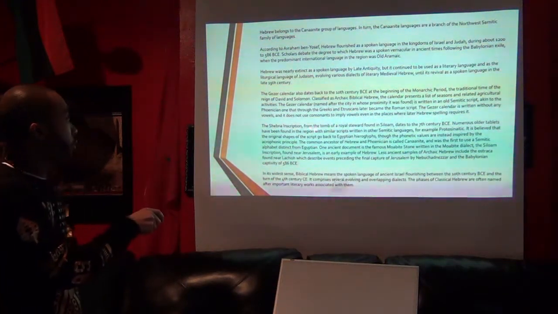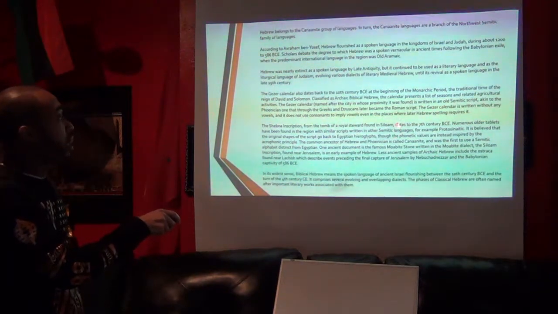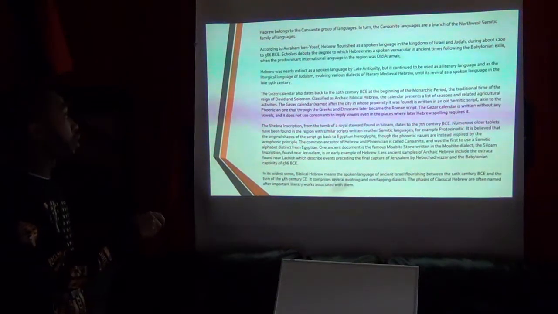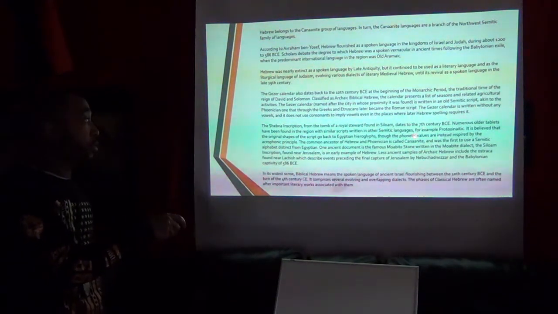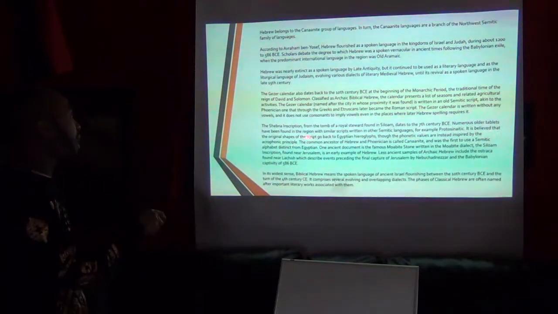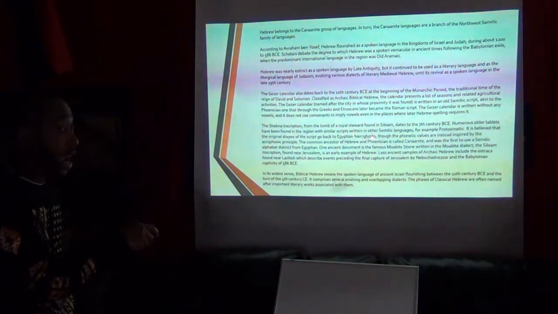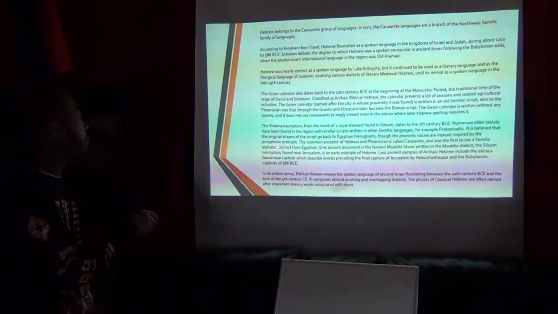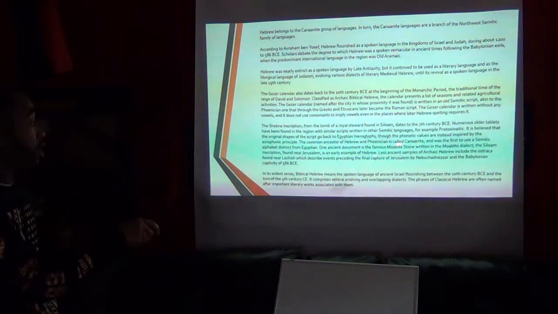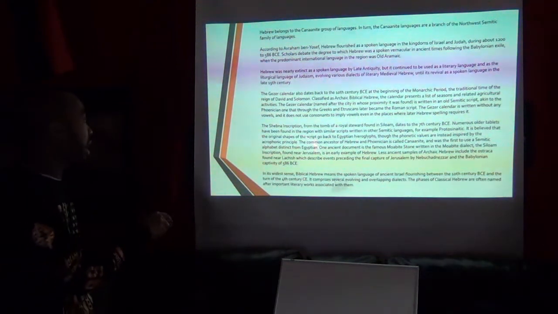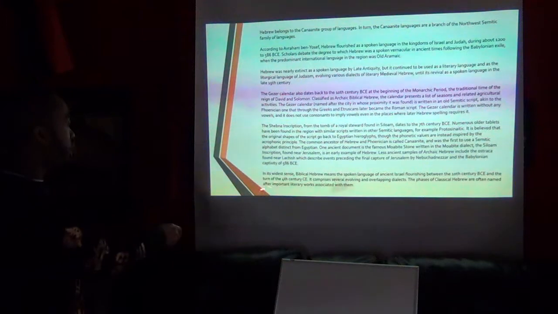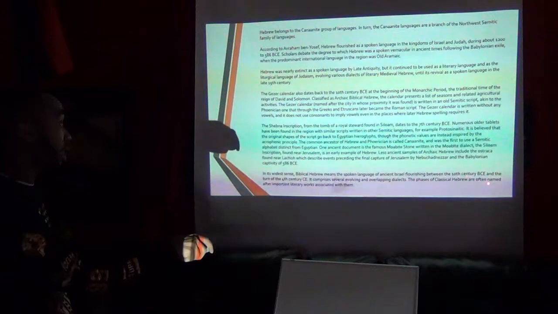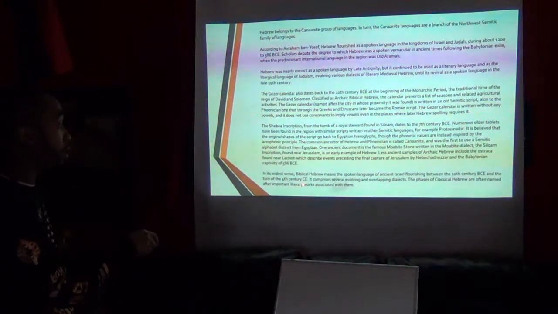The Shebna inscription from the tomb of a royal steward found in Shalom dates to the 7th century BCE. Numerous older tablets have been found in the region with similar scripts written in other Semitic languages. For example, Proto-Sinaitic. It is believed that the original shapes of the script go back to Egyptian hieroglyphs, though the phonetic values are instead inspired by the acrophonic principle. The common ancestor of Hebrew and Phoenician is called Canaanite, as it was first used in a Semitic alphabet distinct from Egyptian. In its widest sense, biblical Hebrew means the spoken language of ancient Israel flourishing between the 10th century BCE to the turn of the 4th century BCE.